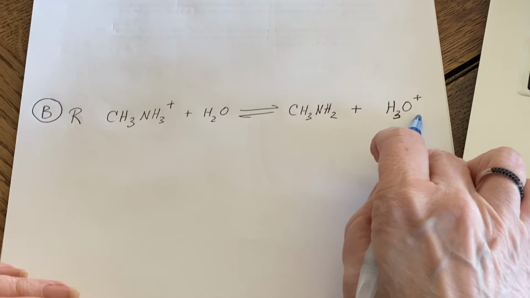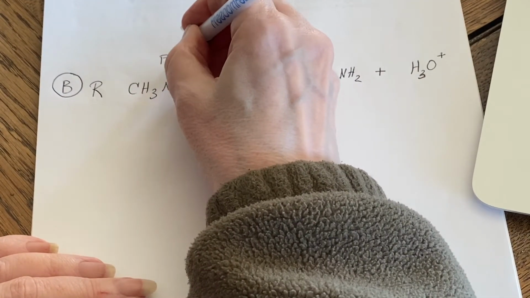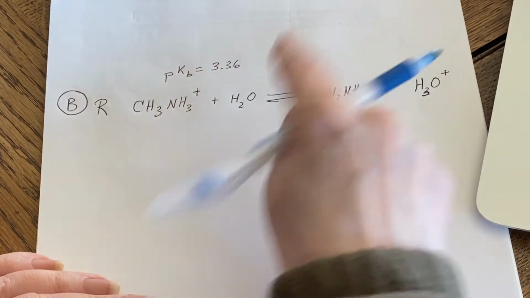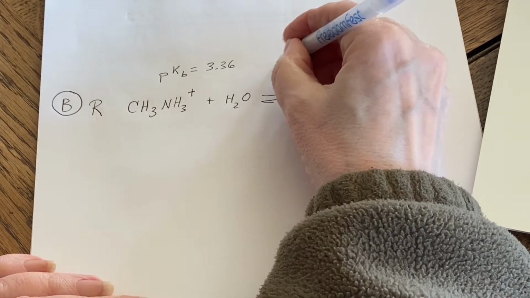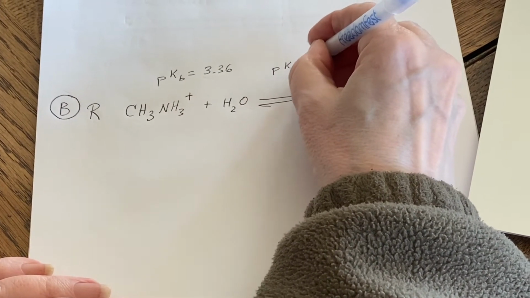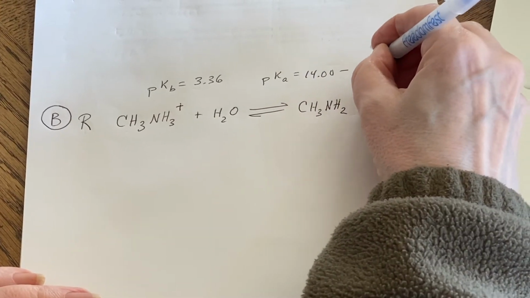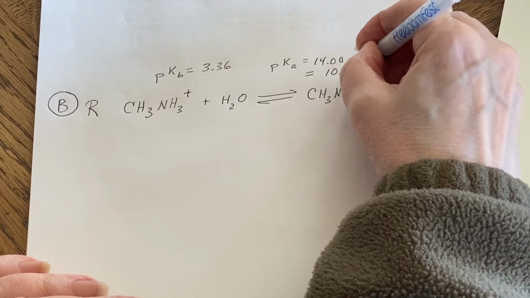Well, all right, that's fine. What did I have? I had that the pKb was 3.36. In turning it around like this, I ended up finding it as a pKa, which is 14 minus that. So my pKa ends up being 10.64.